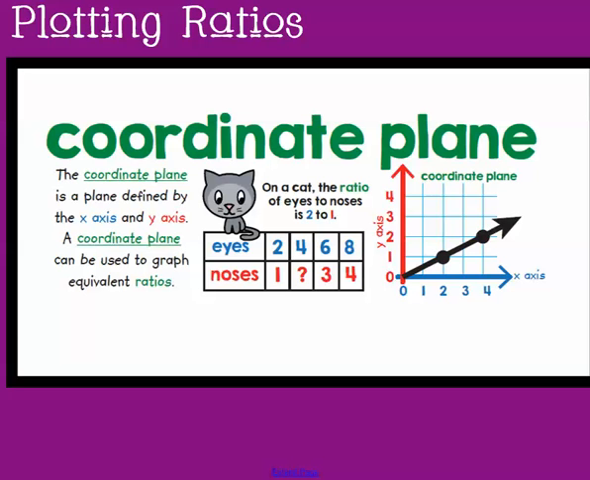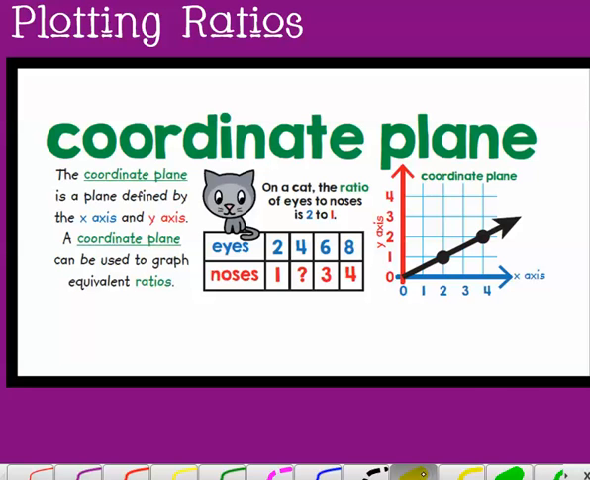We can even take this one step further and use our ratio table to plot the relationship on the coordinate plane. The coordinate plane is defined by the x-axis, which is always the horizontal axis. It's always this one down here. And the y-axis, which is always the vertical. So we always talk about the x-axis first and then the y-axis.